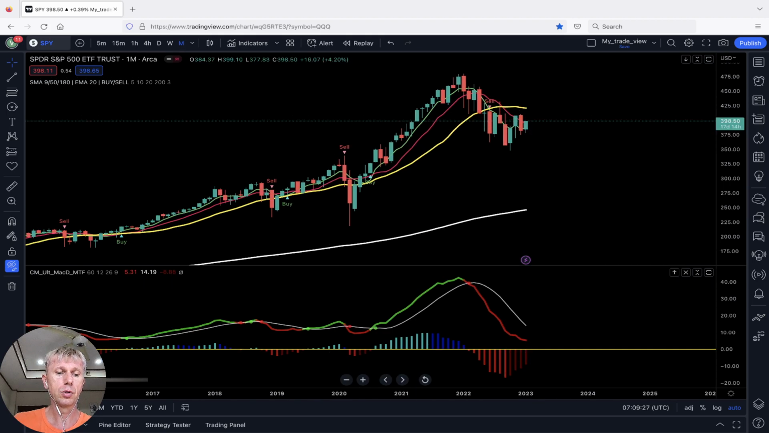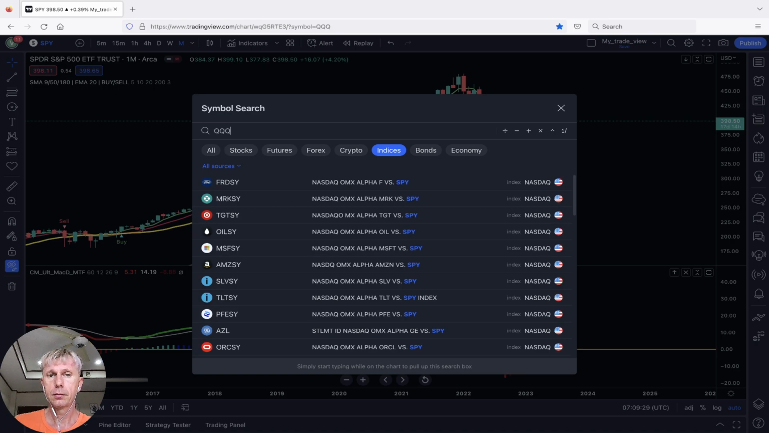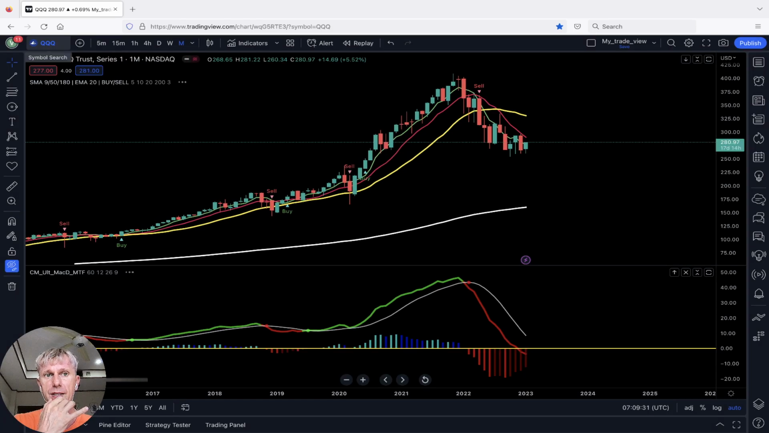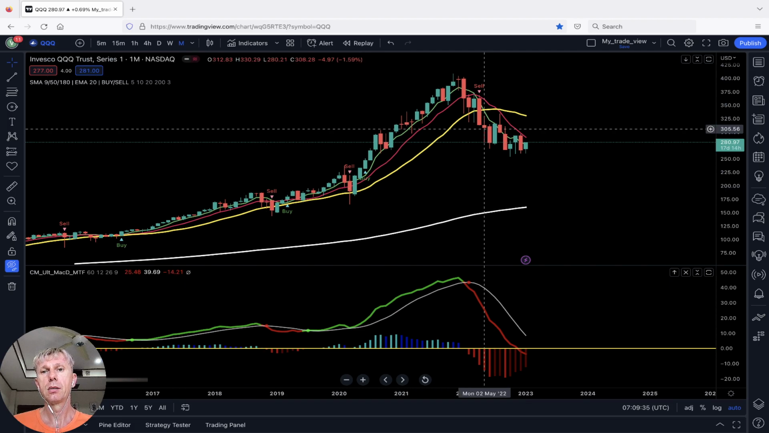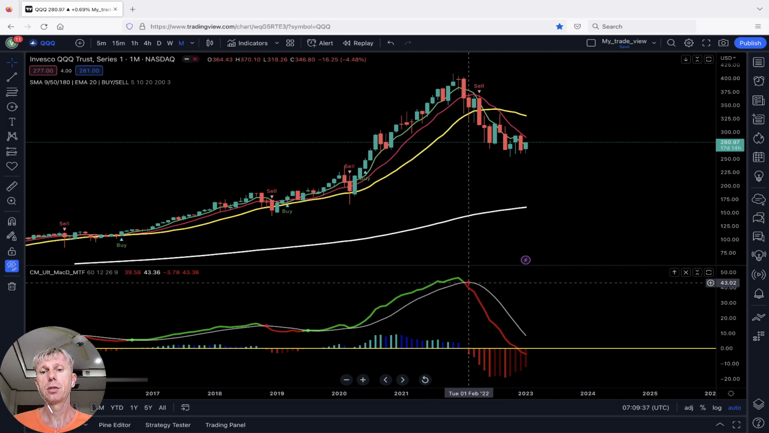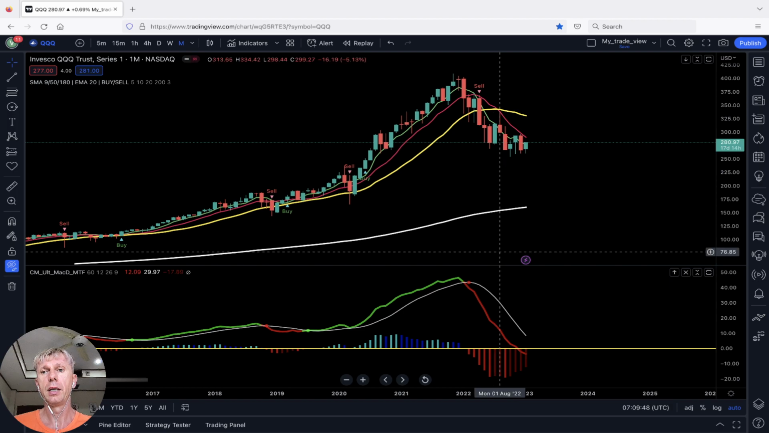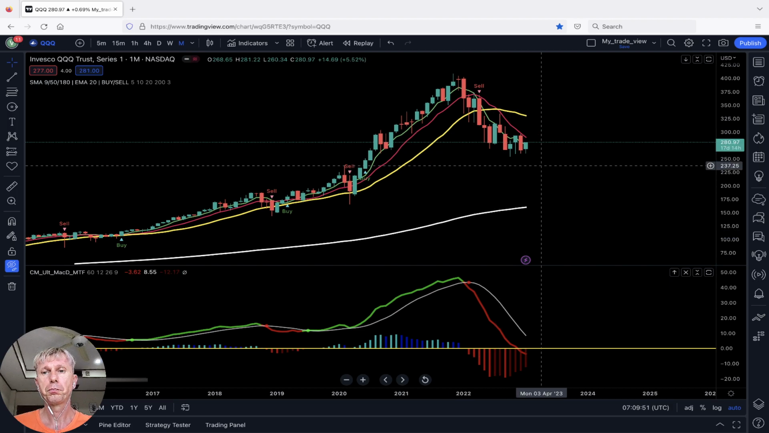Let's move to QQQ. QQQ monthly, same story: sell signal, sell direction on MACD, sell direction from January 3rd, 2022. For 12 months, still a bearish trend on monthly.